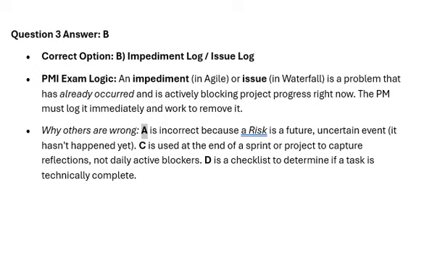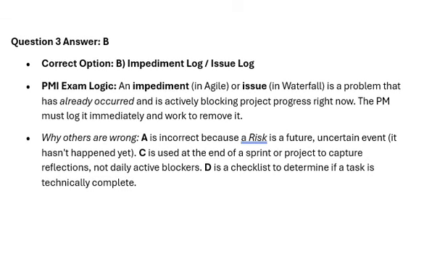Why others are wrong. A is incorrect because a risk is a future, uncertain event. It hasn't happened yet. C is used at the end of a sprint or project to capture reflections, not daily active blockers. D is a checklist to determine if a task is technically complete.